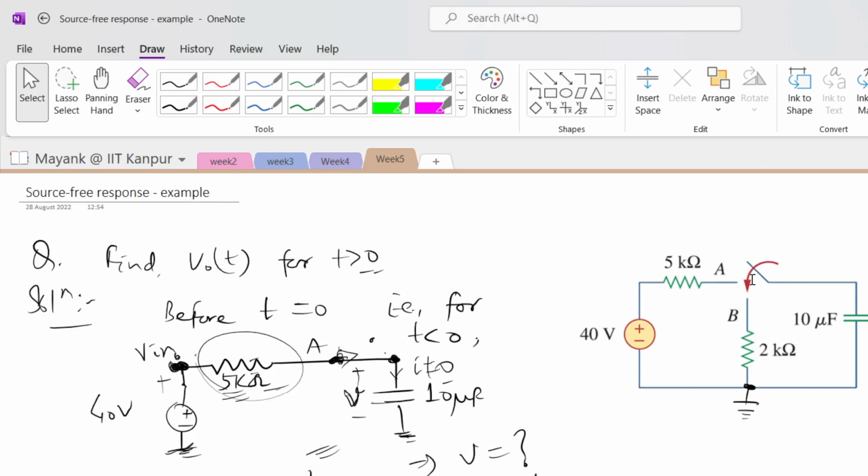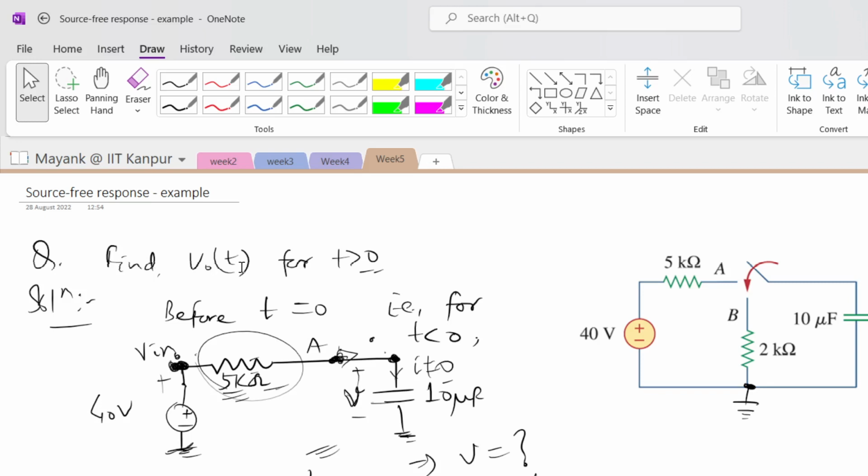So basically, you can see that there is a switch here, and this switch is changing its position from A to B, right? Before time t equals 0, that is for all time less than 0, this switch was connected with A, and just at time t equals 0, it changed its position to B. I am trying to find out what happens to this voltage V here for time greater than 0. This is the question.